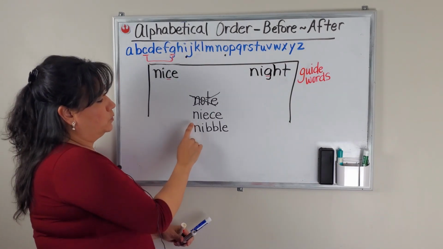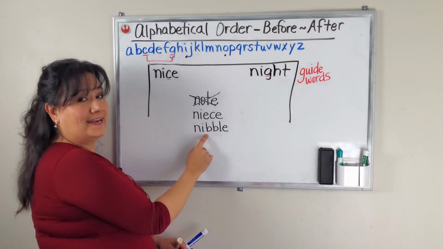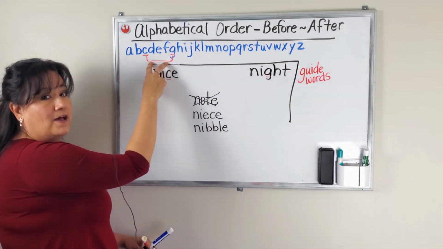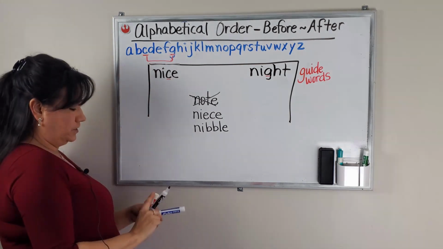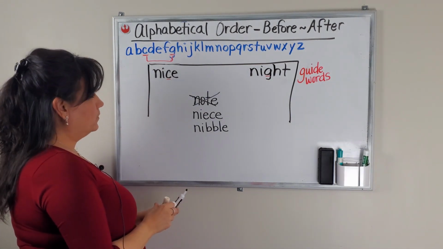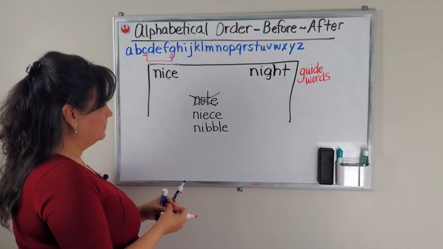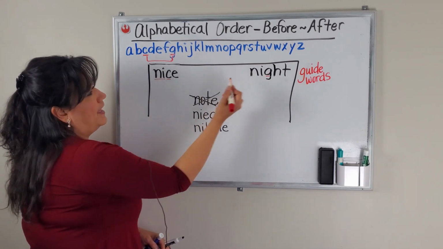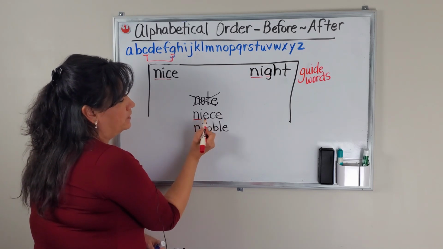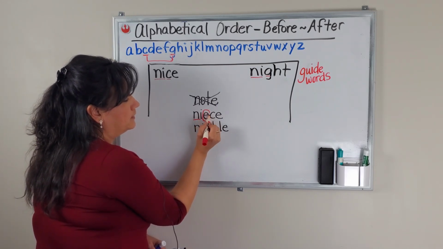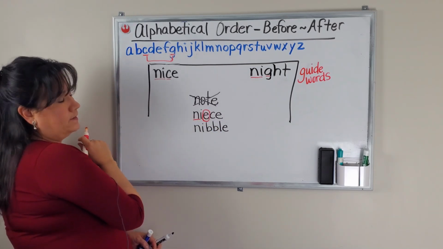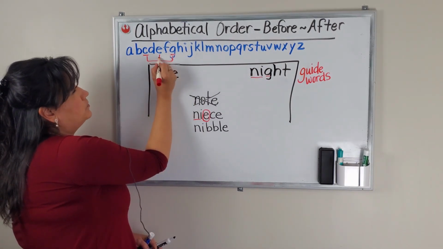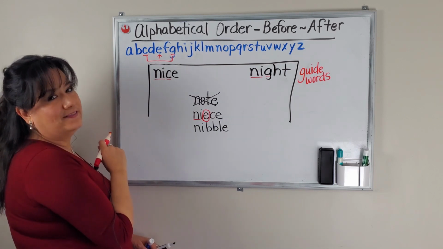The next two words do have N-I and N-I, so we're going to have to look at those closely to see if they are found within this alphabet range. So let's start with our first one. We're going to start with niece. Since all of them have N-I and N-I, we're going to go to the third letter, and we're going to find it in our alphabet. And we can see that the letter E is right here. Wow, right in the middle.